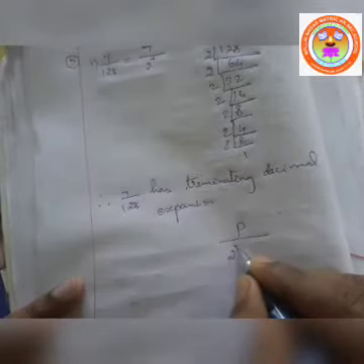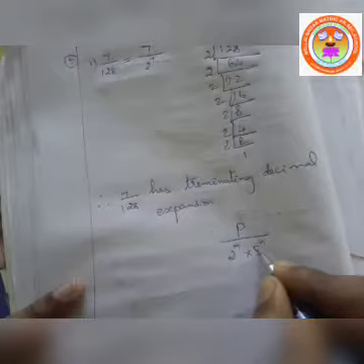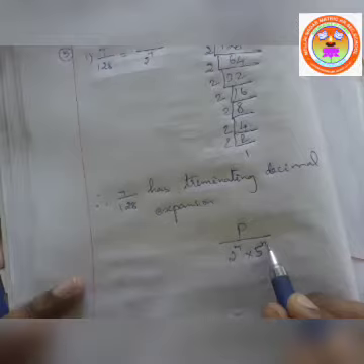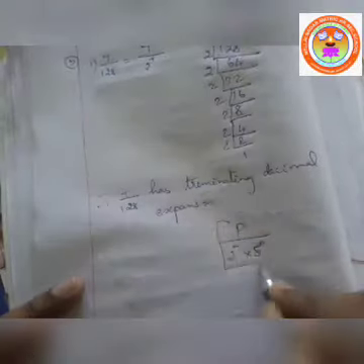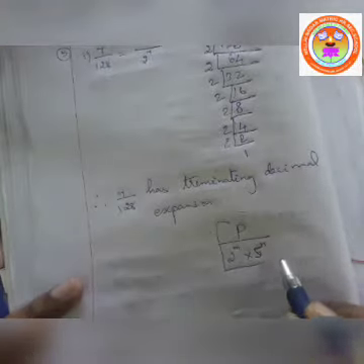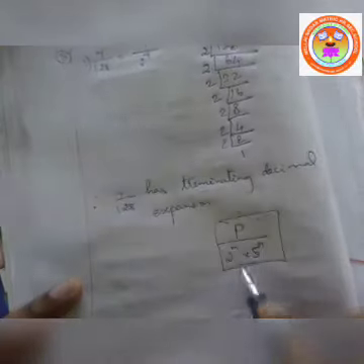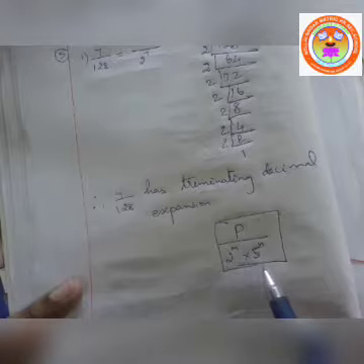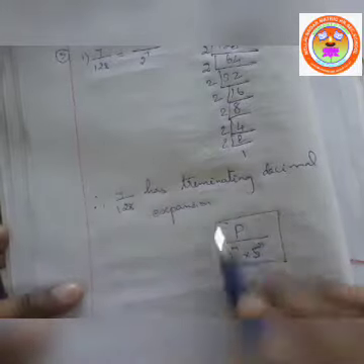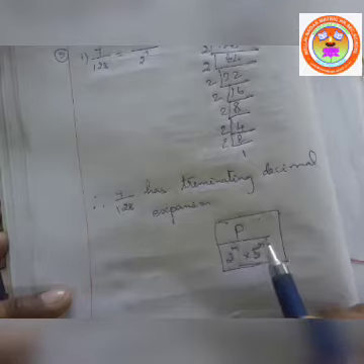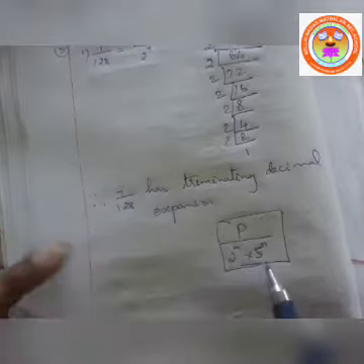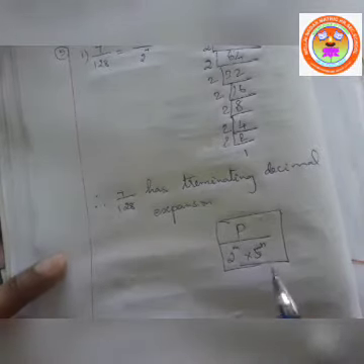It should be like p by 2 power m into 5 power n, where the denominator has 2 power something or 5 power something. If it is like that, then it is called a terminating decimal expansion. Keep this in mind, it is very important. If it is in this format, you will say the number has a terminating decimal expansion. If it is not in this format, then you have to say it is not a terminating decimal expansion.